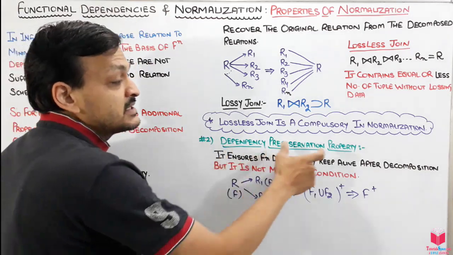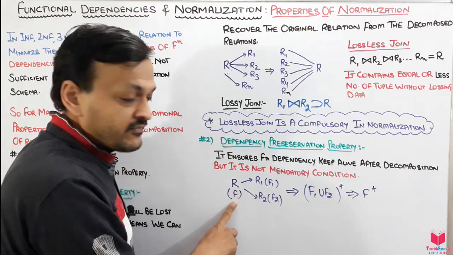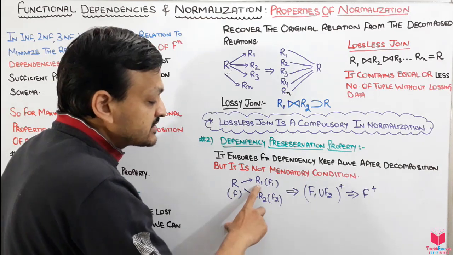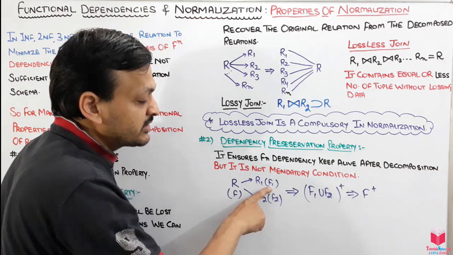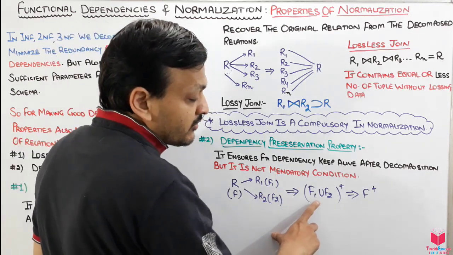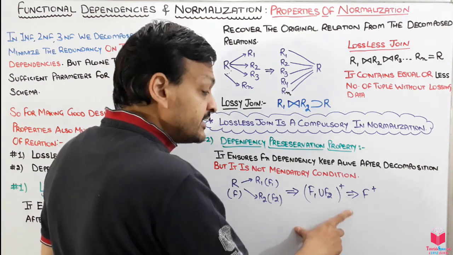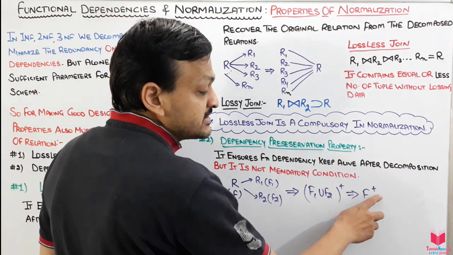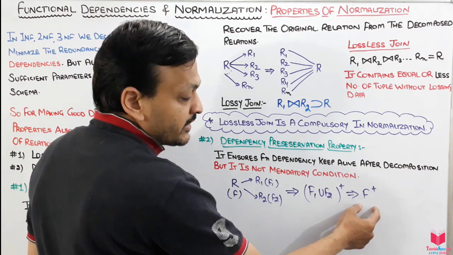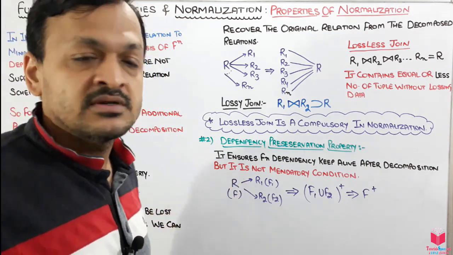What exactly does the dependency preservation property say? If we have a relation R with the functional dependency set F, and we decompose this relation into R1 and R2, then R1 will have some functional dependencies known as F1 and R2 will have F2. When we take the union of F1 and F2 with the closure, it should give all the functional dependencies of F closure. So all functional dependencies should be there. Then we say that yes, it has preserved the dependencies.